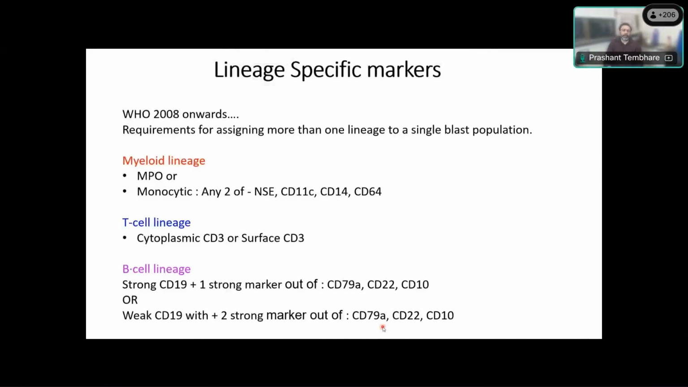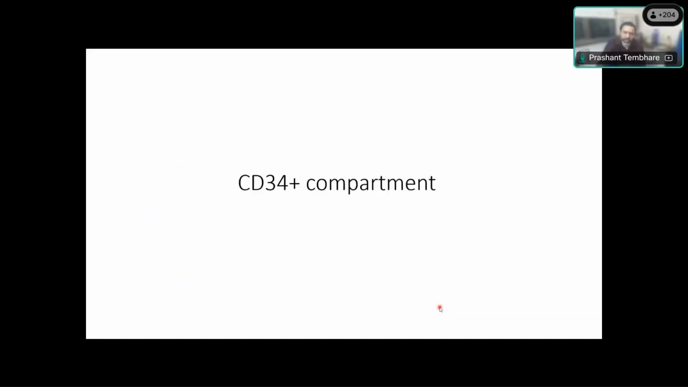Now, out of them, as we know, there are lineage specific markers. The MPO is for myeloid lineage. For monocytic lineage, we use two or more cell markers, like CD14, CD64, CD11C, CD36. For T cell, we know there is a cytoplasmic CD3 or surface CD3 specific marker. And for B cell lineage, we use a combination of 2-3 markers. Either there should be strong CD19 expression and, in addition to that, one strong marker out of CD79A, CD22 or CD10. Or if we have weak CD79 and CD19, then two of these 3 markers should be strong. Okay, so this is about lineage.